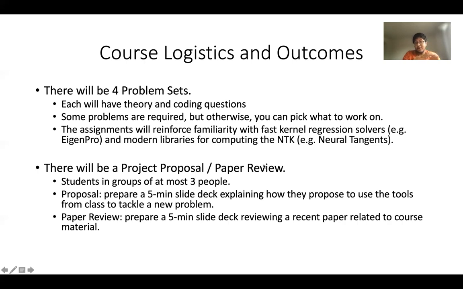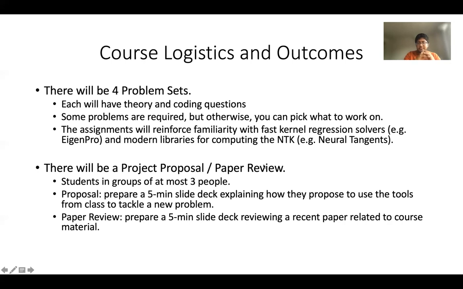There will also, on top of the 4 problem sets, be a project proposal and a paper review. And I hope students choose to do the project proposal. I think it'll be quite interesting. But for either of these, you can work in groups of at most 3 people. You can work by yourself, or you can work with 2 other people, at most 3.